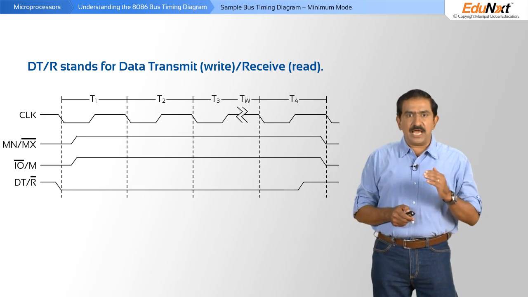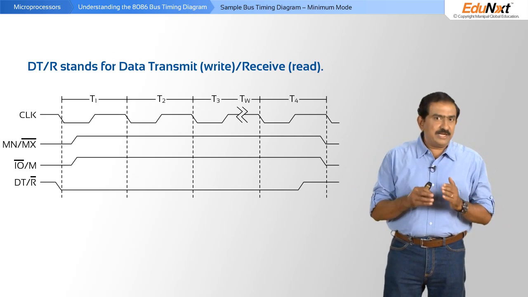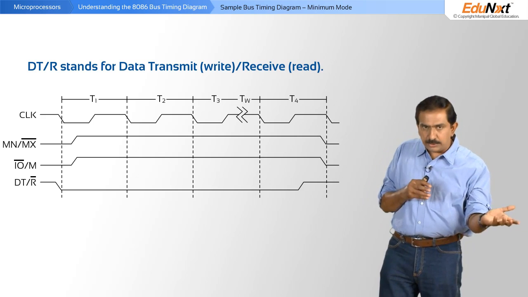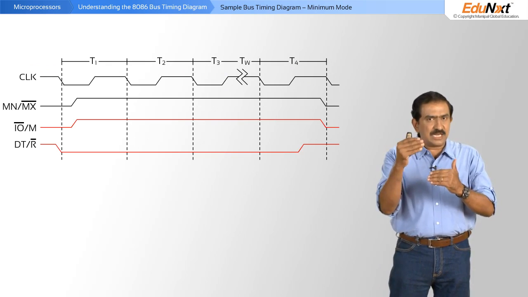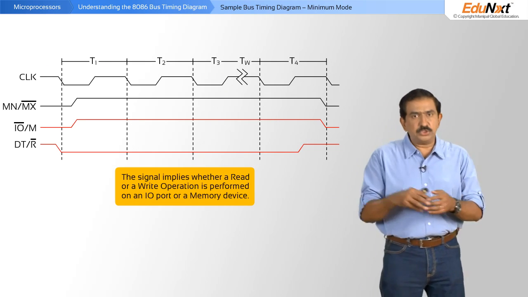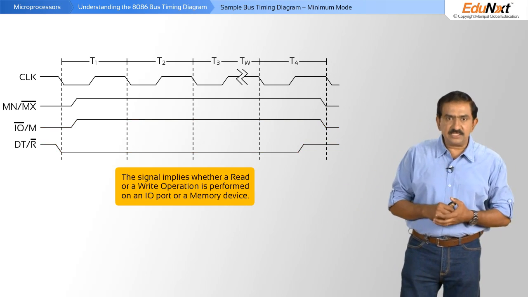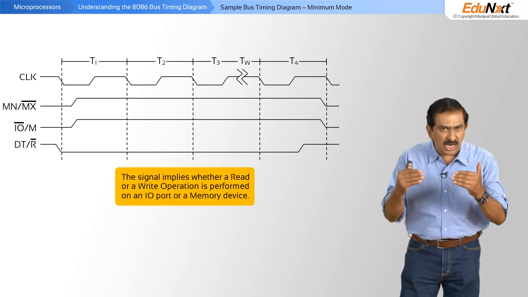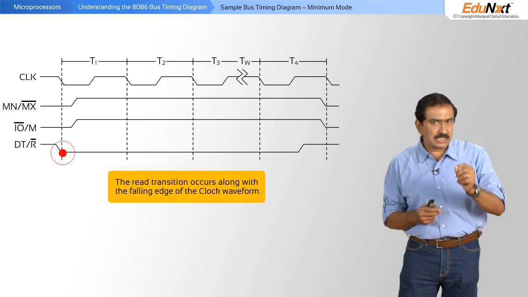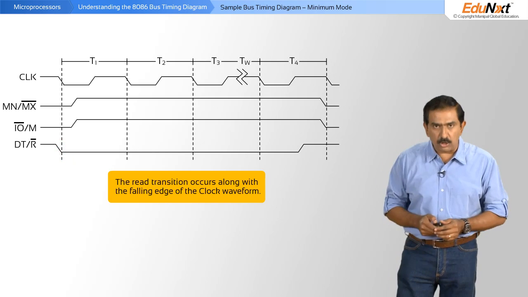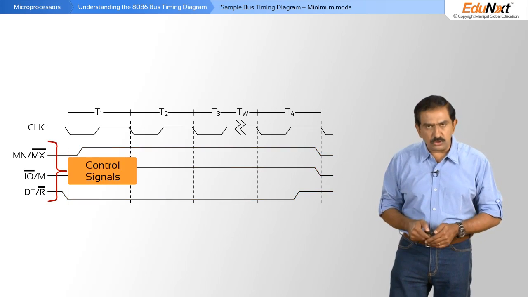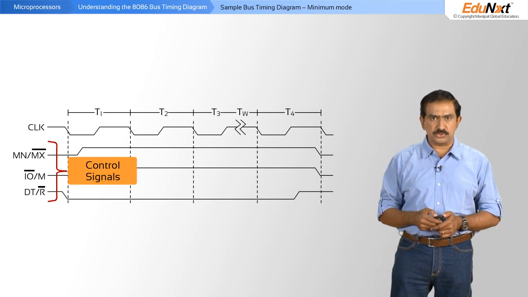The third control line is something called read or write, and this is telling you whether you're performing a read or a write operation, and along with IO/M, it tells you whether you're performing a read or a write operation on an IO port or a memory device. In this case, you are reading because it is a read bar, and you are reading a memory device. Now the read transition occurs along with the falling edge of the clock waveform. All three signals together are typical control signals that you would find in microprocessors.